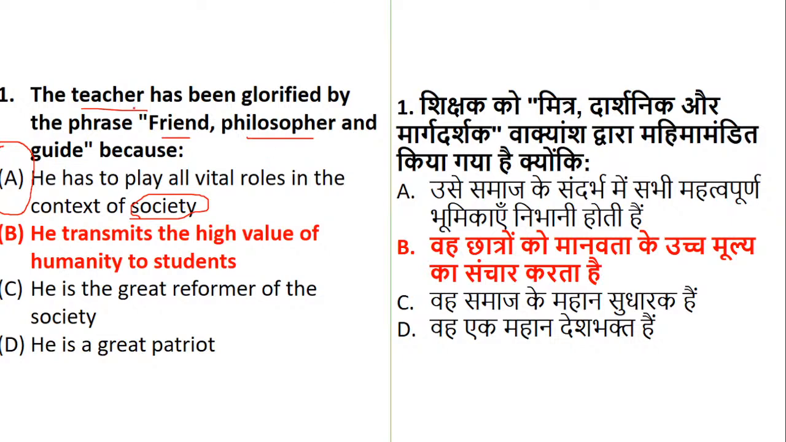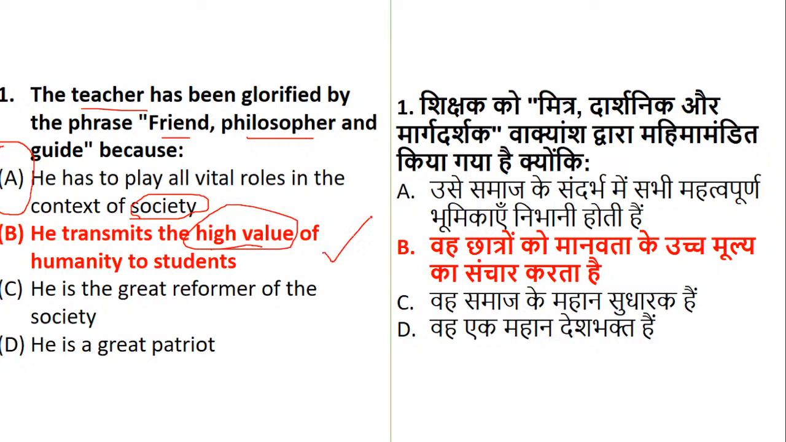The first option does not clarify anything about the classroom or the students. And option B says he transmits the high value of humanities to students. Values include everything, and they are transmitted, that is, transferred to the students in the form of humanity. So students get an overall lesson with the help of the teacher in the classroom. So the right option here is option B.